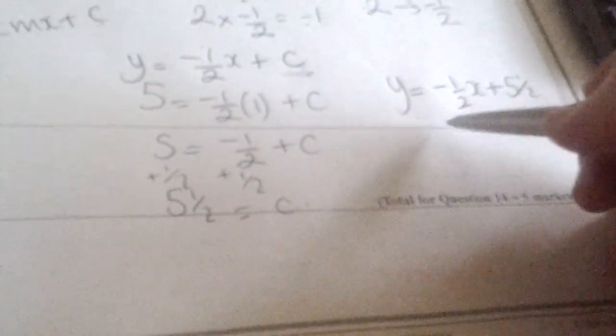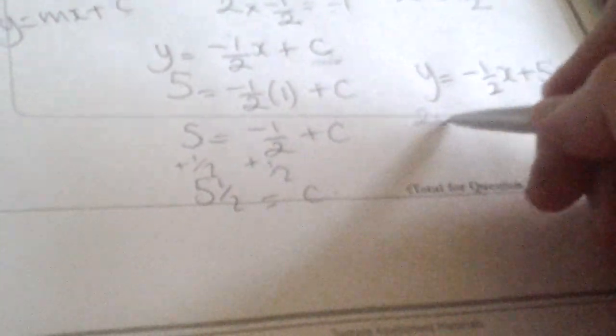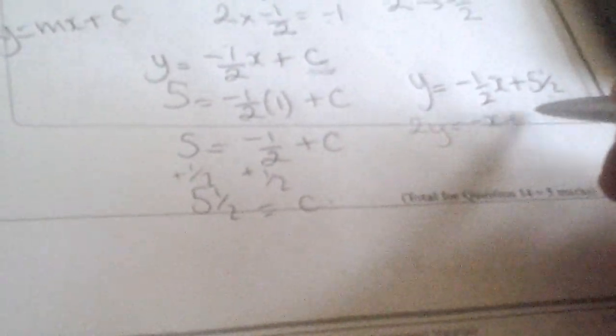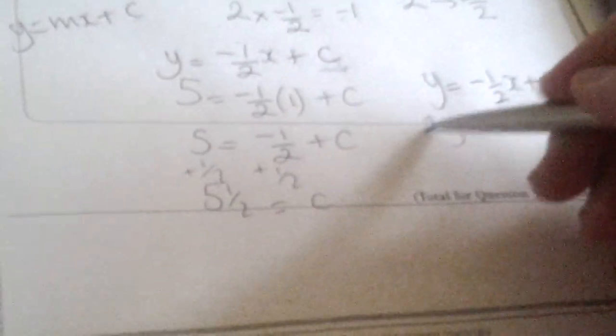There are neater ways of writing it, that will get you the mark. You could multiply it all by 2 to say 2y is minus x plus 11, but it's really not worth it. I would just leave it, that's fine.